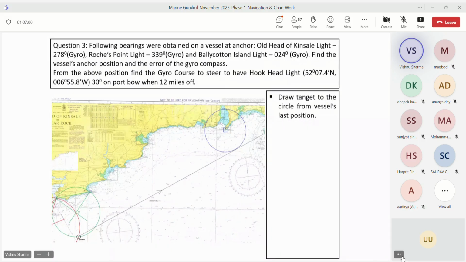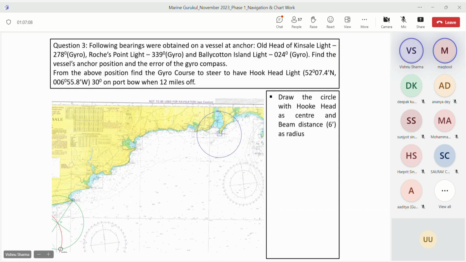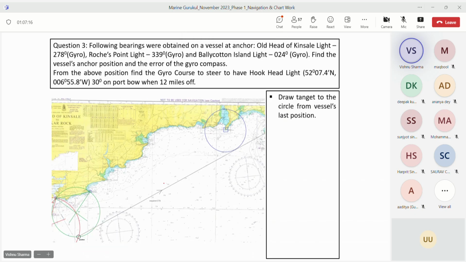Is that clear? Yes, sir. First, you drew this circle. Now you took your parallel ruler, placed it on this point and tangential to this, and you drew this tangent. Is that clear? Yes, sir. And now this is the required CTS.